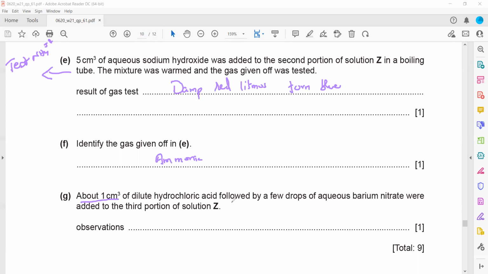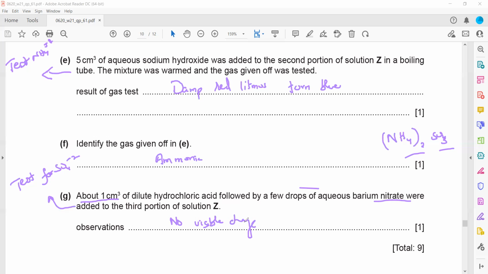Then about 1 cm cube of hydrochloric acid followed by barium nitrate. This is a test for what? This is a test for ions such as sulfate. So this is a test for sulfate. But in the question, they already mentioned this is not ammonium sulfate, it is ammonium sulfite, meaning it contains an ammonium ion and a sulfite ion. So if we are testing for the sulfate ion and it does not contain it, what will be the observation? There will be no visible change.